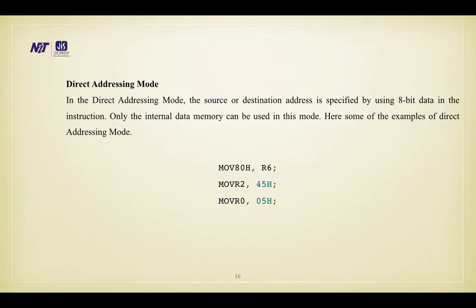Direct addressing mode. In direct addressing mode, the source or destination address is specified by using 8-bit data in the instruction. Only the internal data memory can be used in this mode. Here are some examples of direct addressing mode. MOV 80H, R6. MOV R2, 45H. MOV R0, 05H.